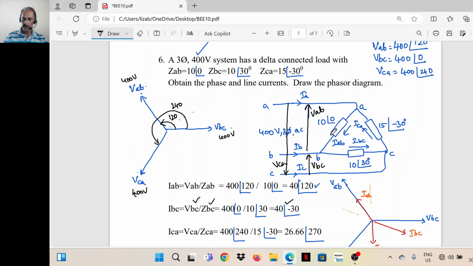Then the IAB direction is required. So this is IAB, current from A to B. VAB, this is the positive polarity, so the current is like this. Then for VBC, the current is like this. For VCA, the current is like this. So IAB is equal to VAB divided by ZAB, that is 40 angle 120. IBC is VBC divided by ZBC. ICA is VCA divided by ZCA. So we got the phase currents.